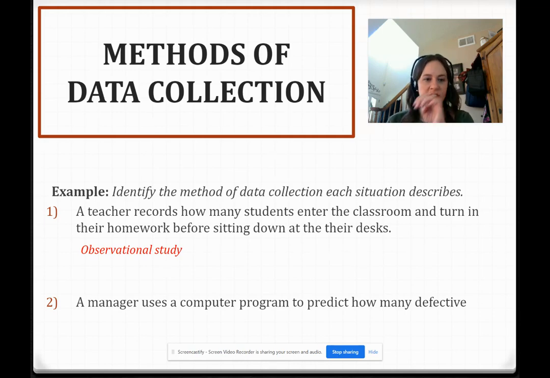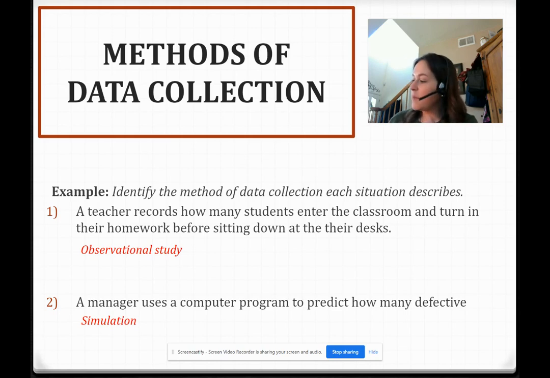Number two, a manager uses a computer program to predict how many defective products can be expected on a particular assembly line?